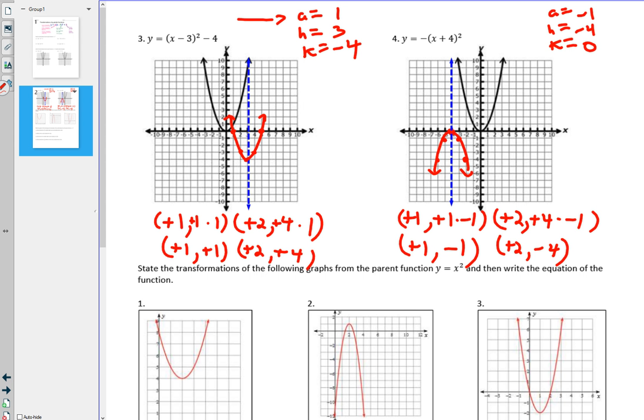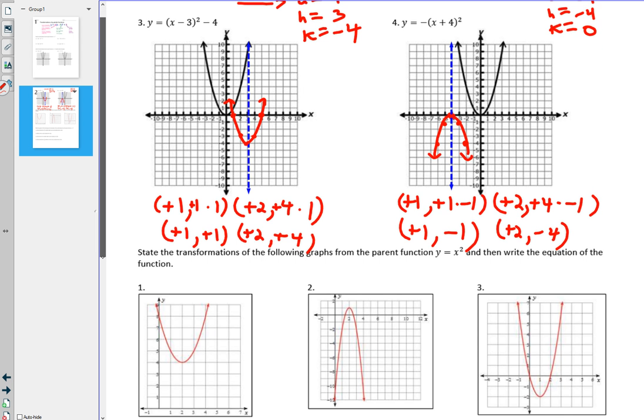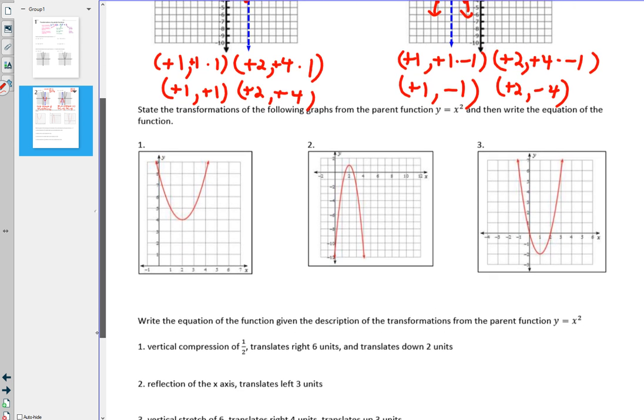Did we even get to do number 1 on the second page? No, we didn't do that one.